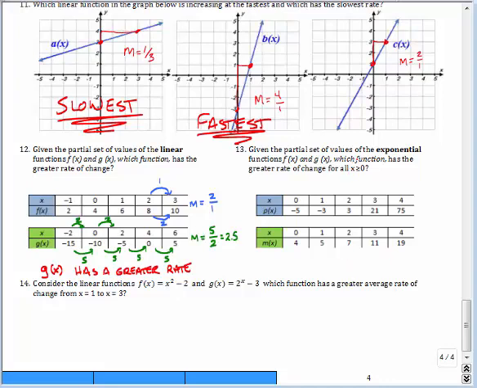All right, given the partial set of values of exponential functions, f of x and g of x, which function has the greater rate of change for all x greater than or equal to 0? So it's the same concept again. We're looking at which one jumps faster. As I go from 0 to 1, this one goes up by 2. And on the bottom function below, as I go up from 0 to 1, that one only goes up by 1. So it looks like the top function is going to win on this one. And you can try it with all these, but the difference between these two is linear is always going to be constant, and exponential is always going to be changing.